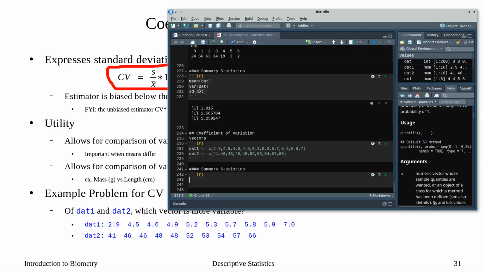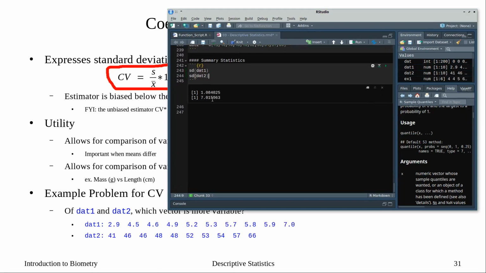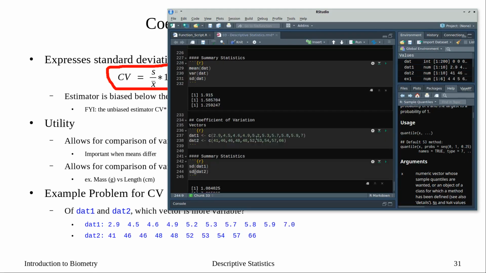I am interested in variability. So if I do the standard deviation of dat1 and the standard deviation of dat2, we will see that the standard deviation is larger for vector 2. Well, that's no big surprise.